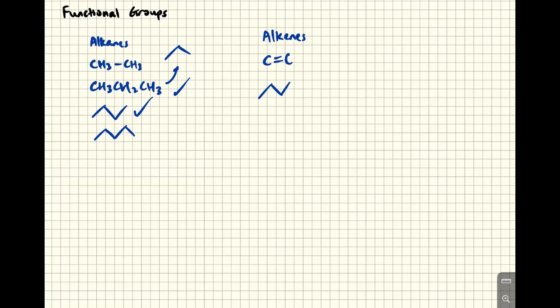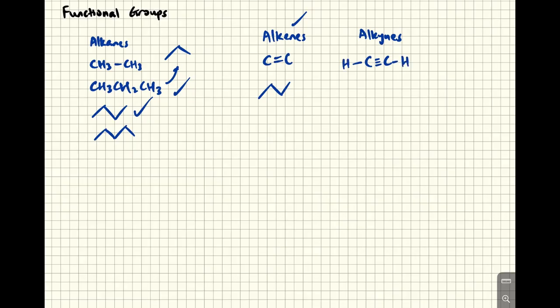Then you have single bonds. You also have double bonds, which are alkenes, doubly bonded carbons. You also have triply bonded carbons, and these are what we call alkynes. So for example, for ethyne, triple bonded carbon.